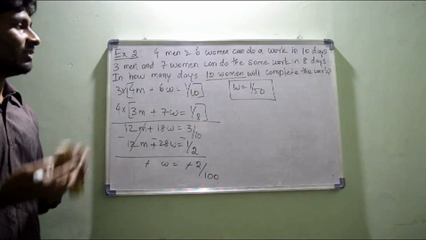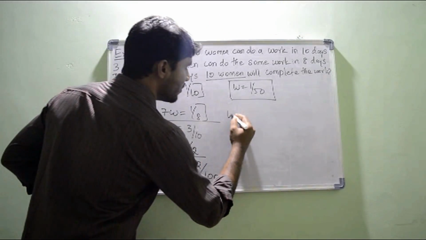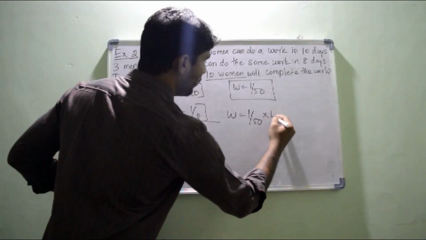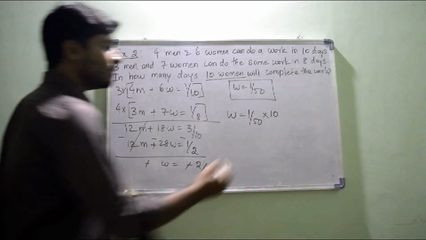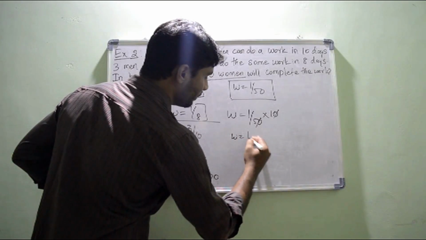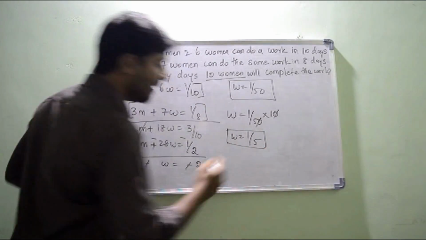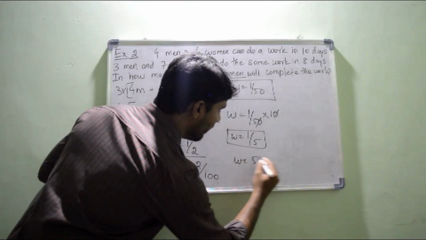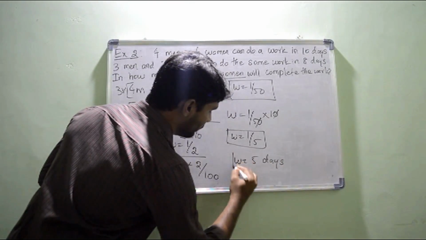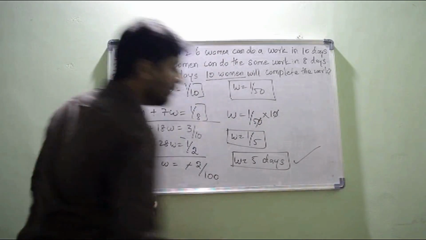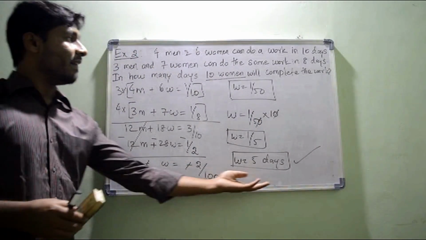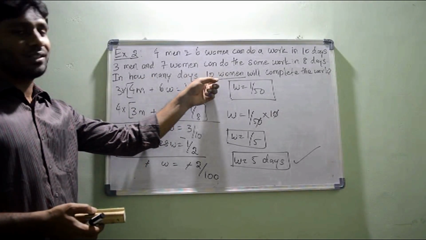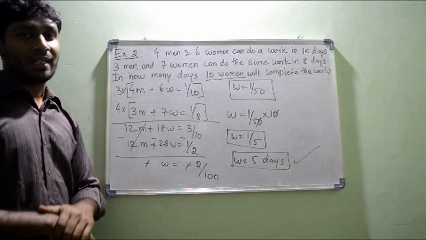So how can I get the value of 10 women? Simple. A woman's efficiency is 1 by 50, so this is equal to 1 by 50 into 10. This becomes 1 by 5, and this is again the 1 day work. So we should take the reciprocal of the answer: 1 by 5 becomes 5. So the answer is 5 days. This is my last answer for this question. So in 5 days 10 women can do this work when working alone. That's my answer. Got it?